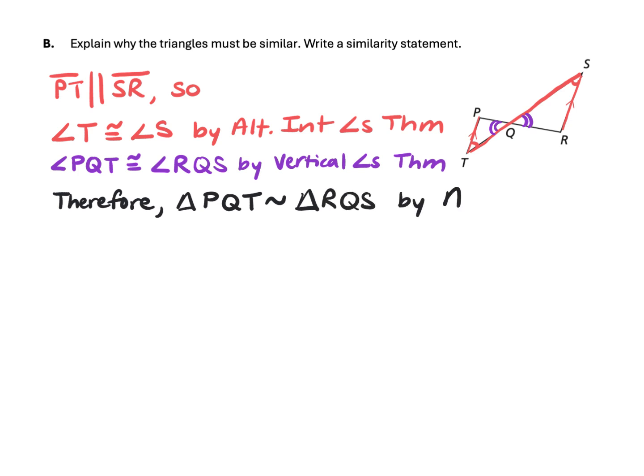And that is by the angle-angle similarity theorem. And that completes our little mini proof. So there's my angle, there's my angle. I've established there are 2 congruent angles. Therefore, the triangles are similar by the angle-angle similarity postulate.